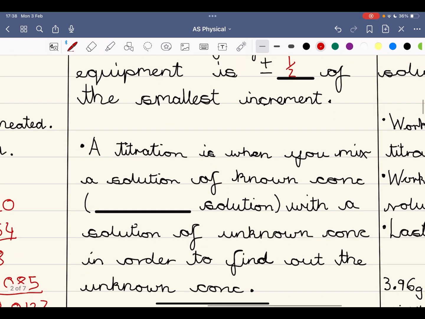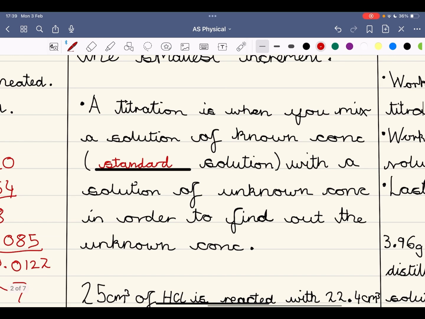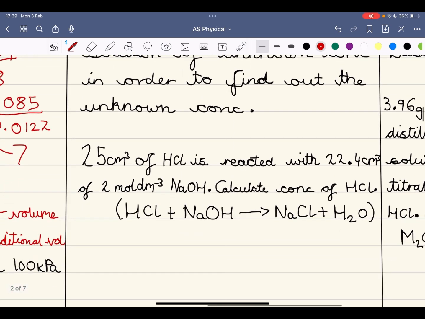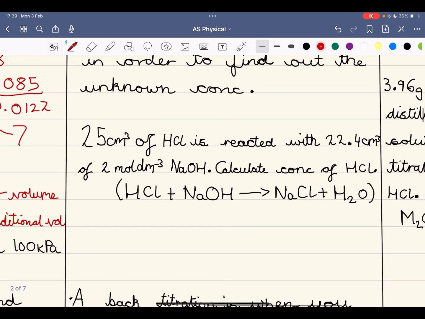A titration is when you mix a solution of known concentration, which we call the standard solution, with a solution of unknown concentration. And the whole reason we do this is to find out the concentration of the unknown solution. So here I've got an example for us to try. 25 centimeters cubed of hydrochloric acid is reacted with 22.4 centimeters cubed of 2 moles per decimeter cubed NaOH. Calculate the concentration of hydrochloric acid.